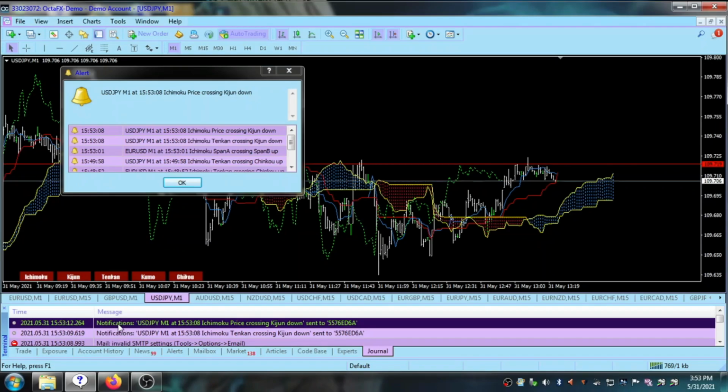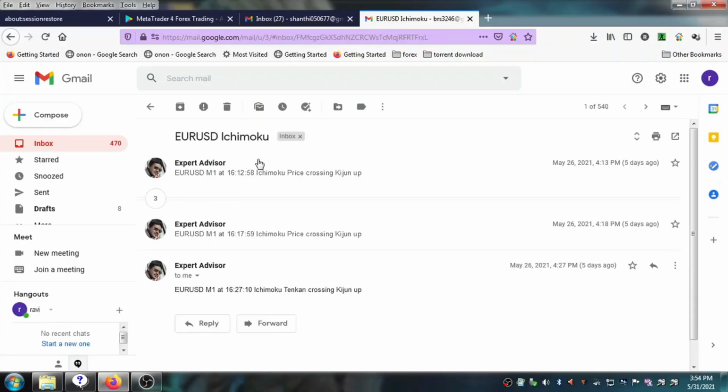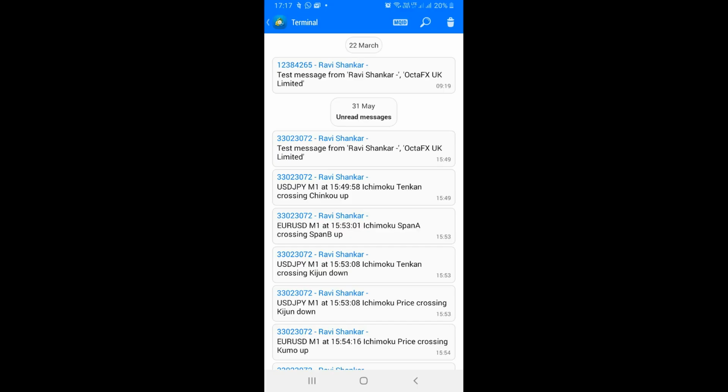Also there is a notification function. You see, I opened the journal. You see, there is a notification coming. You can configure your email so that you can receive the alerts through mail also. You can also get the alerts on your mobile if you install MT4 on your mobile.